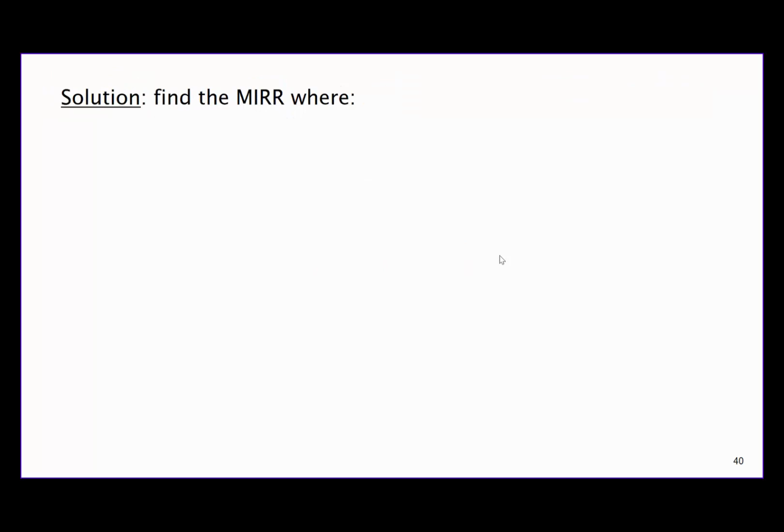Okay, so we want to find the MIRR where the future value of the net cash inflows is equal to the present value of net cash outflows times (1 + MIRR)^n. Well, there are going to be 3 steps.